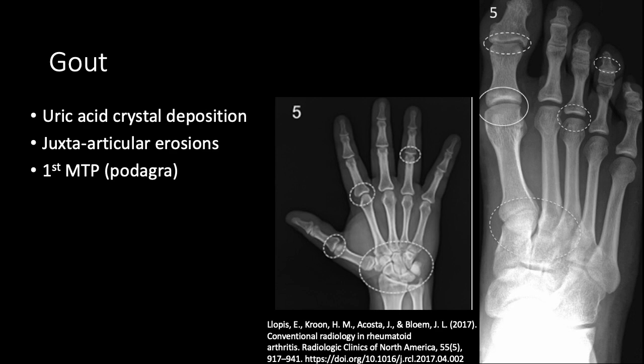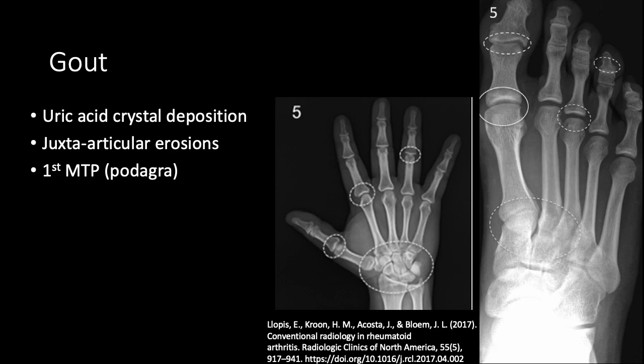The next entity is gout, which is associated with uric acid crystal deposition in joints. So clinical and biochemical correlation is important in order to check for uric acid levels. Gout can be a monoarticular or polyarticular arthropathy, and the images here show common distribution in the hands and feet. Classically, the first MTP joint is involved and is termed podagra.